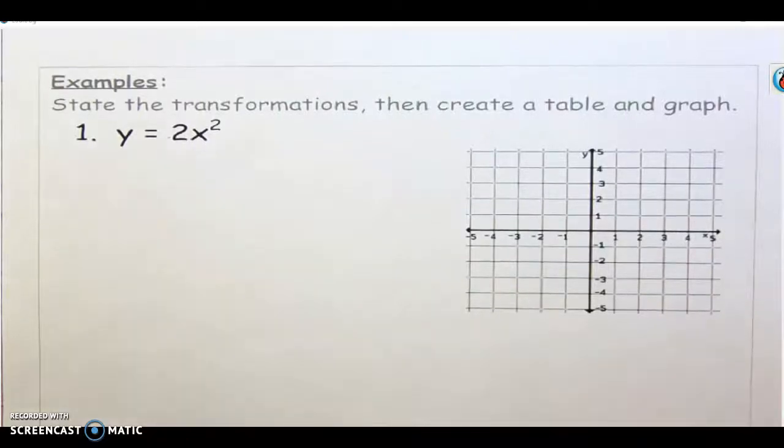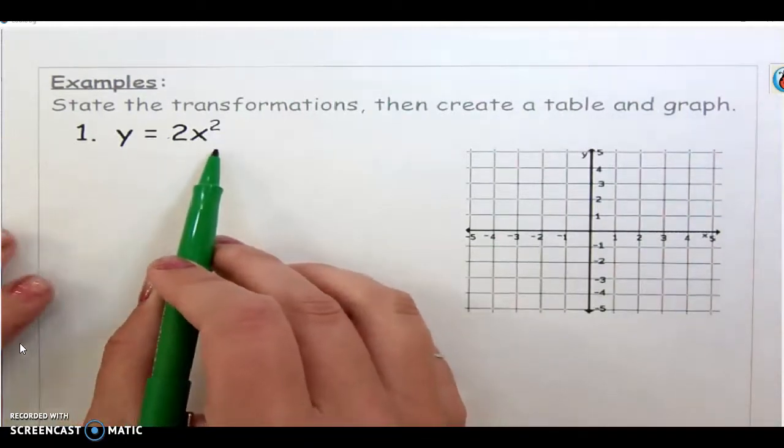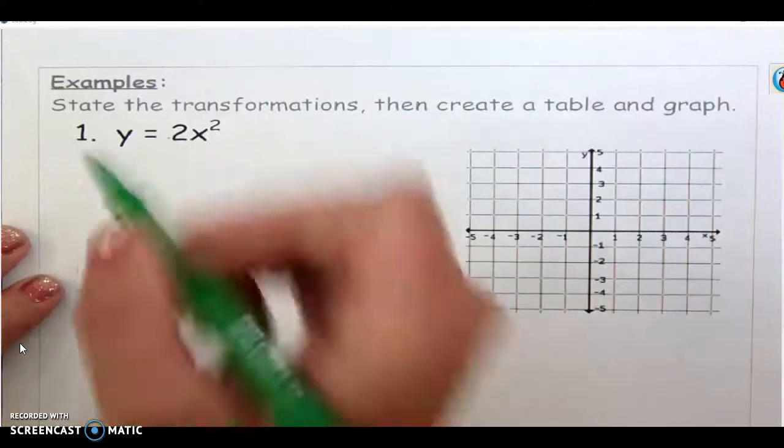Okay, so we're going to state the transformations, and then we're going to create a table for this and a graph. So we have y equals 2x squared. Okay, so the only transformation is this 2.